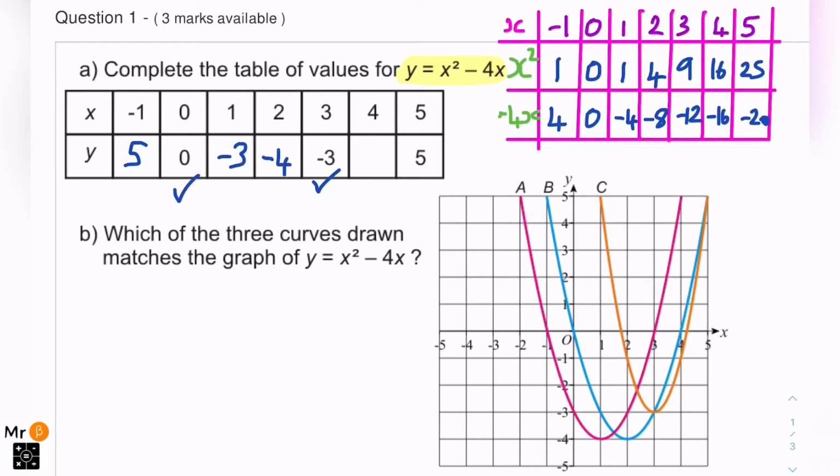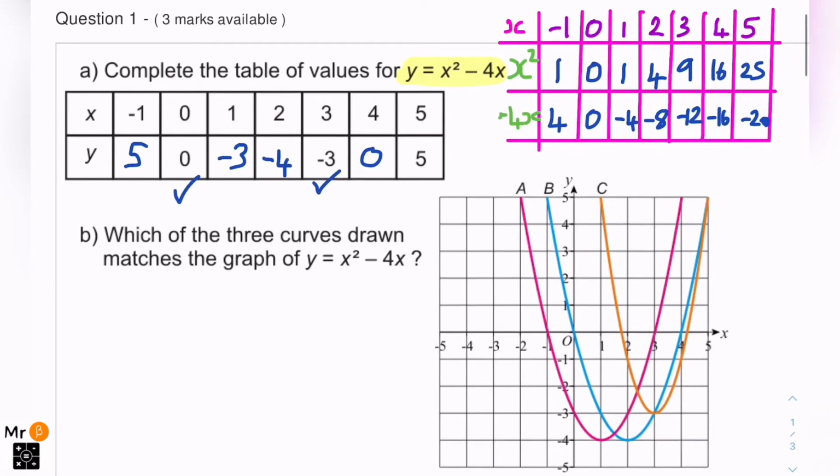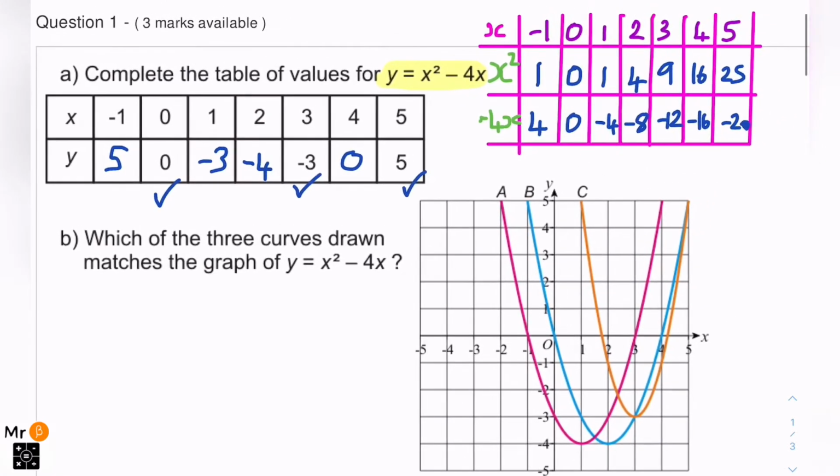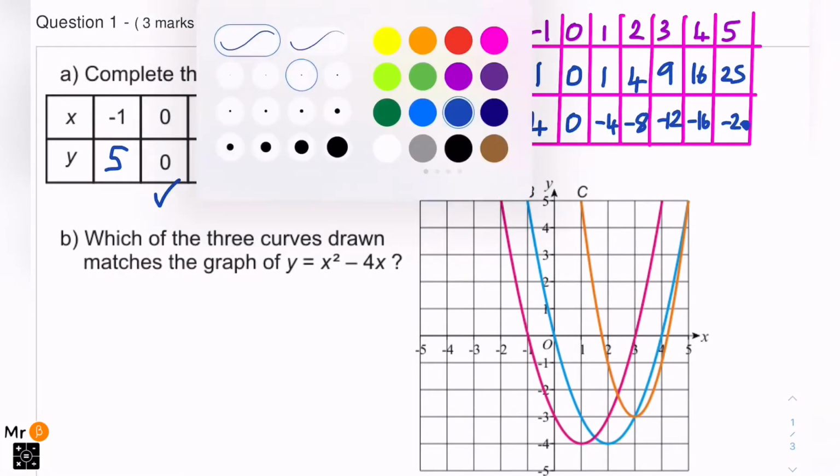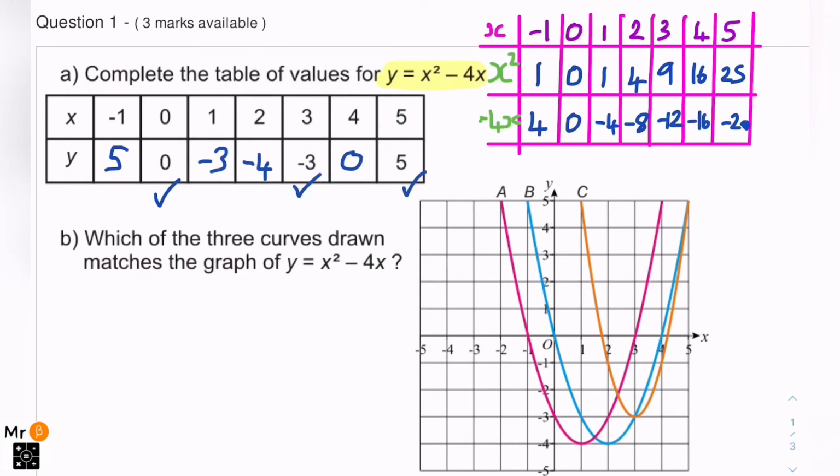16 plus negative 16 is 0. 25 plus negative 20 is 5. That agrees with the answer they have given as well. So now, typically in my exam, I would have to plot these points. However, it's already been drawn for you and you've got to select the right one.